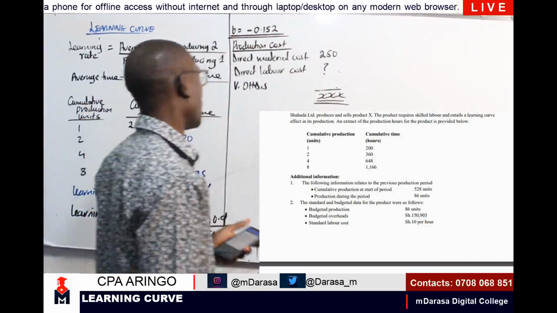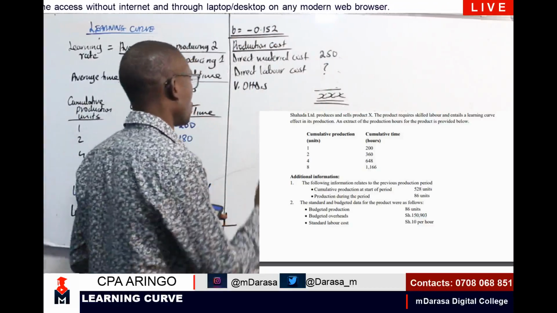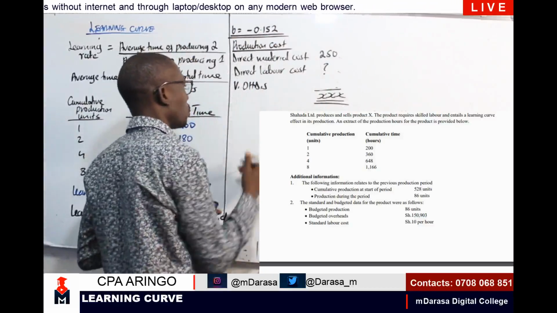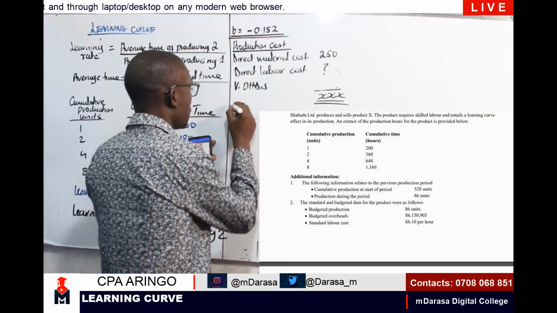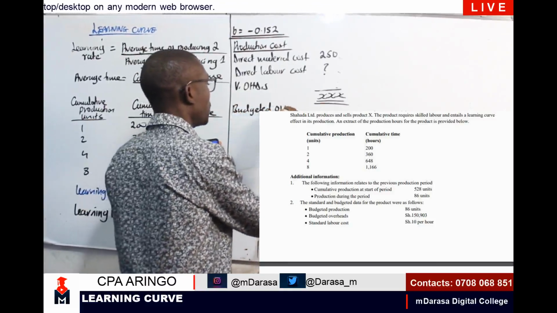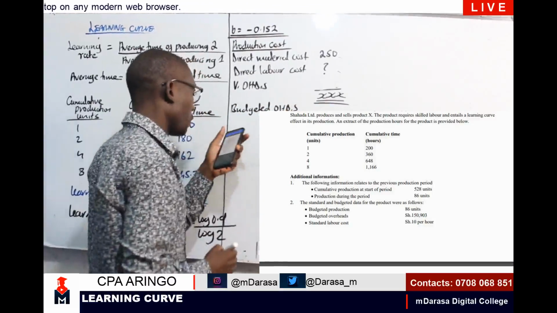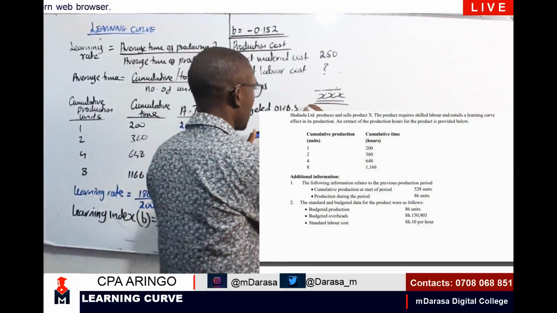Then talk about variable overheads. You are told that the budgeted overheads, budgeted OHDs, during the period, my good students, I was given a figure of how much? I'm given a figure of, of course, 150,903.